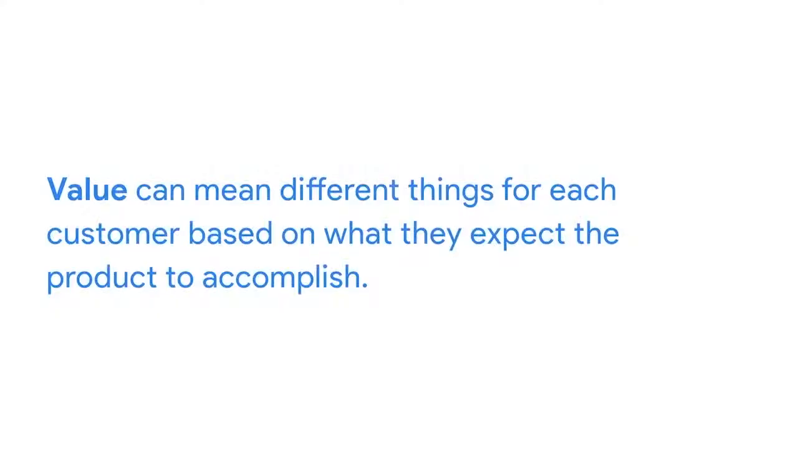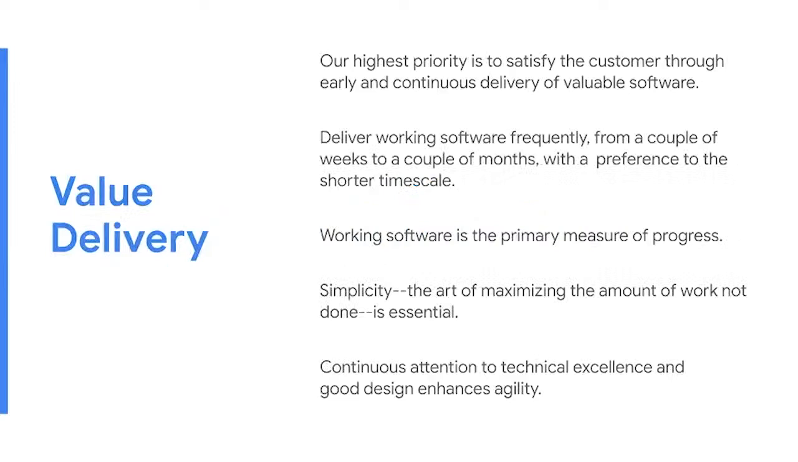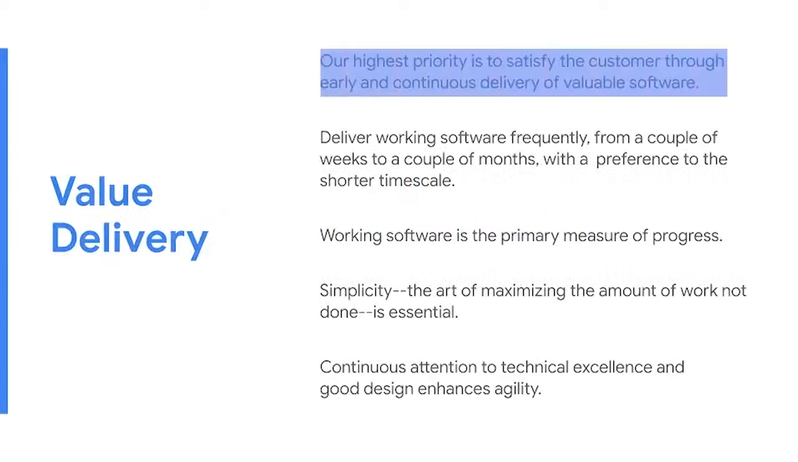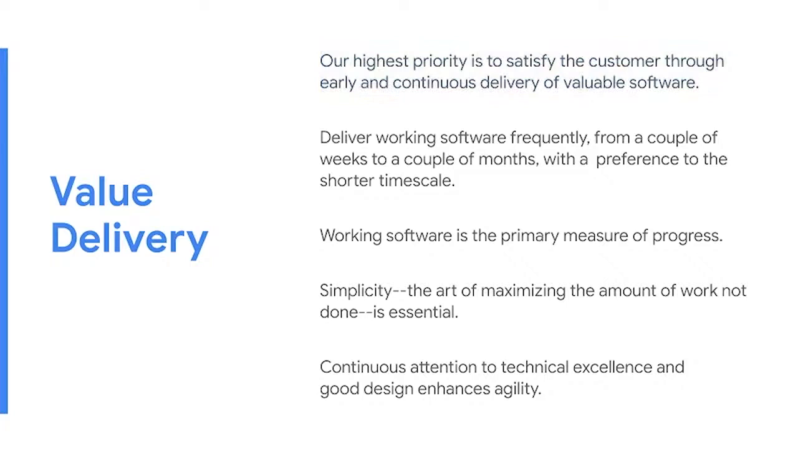Value could be financial benefits, user growth and engagement, or compliance adherence. The term value can mean different things for each customer based on what they expect the product to accomplish. The number one Agile principle is to satisfy the customer by delivering valuable software. You can always replace the term software with the words product or solution for non-software related projects. Delivering value as quickly and efficiently as possible to users is the primary reason Agile came into existence.